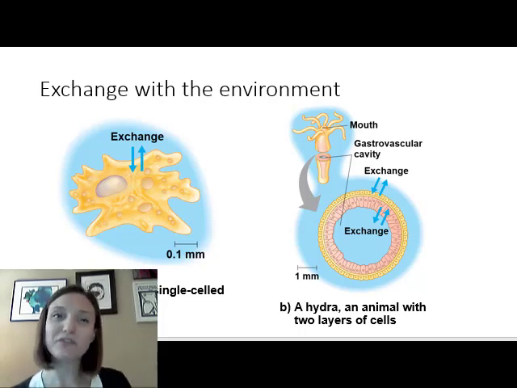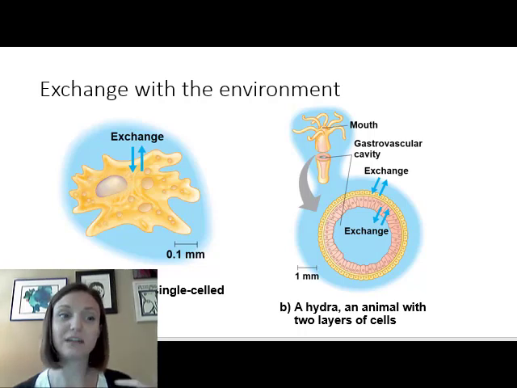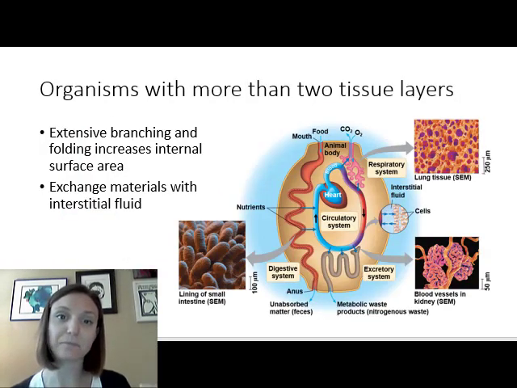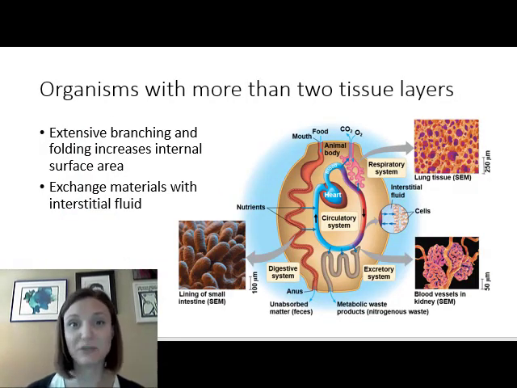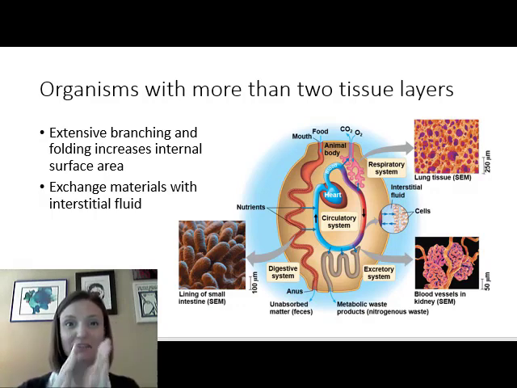But now, most of the animals that we've talked about are triploblastic. So they're going to have 3 tissue layers. So there's that middle layer that is not in contact with the environment at all. And even the inside layer is usually only in contact with the digestive system and those internal organs.